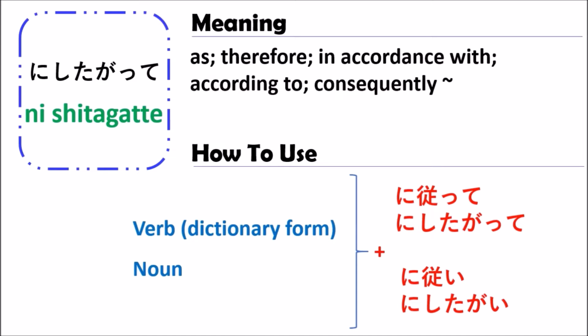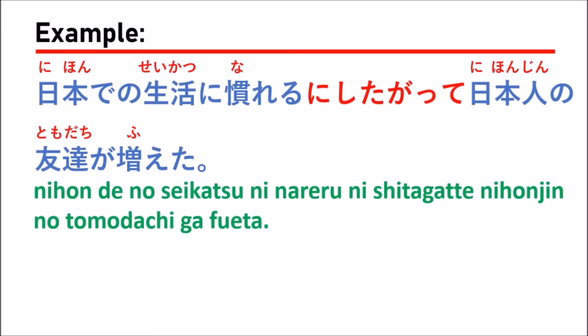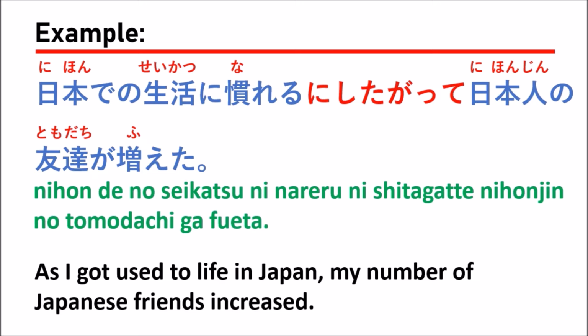So next, let's go and see some samples. 日本での生活に慣れるに従って日本人の友達が増えた。Which means that as I got used to life in Japan, my number of Japanese friends increased.